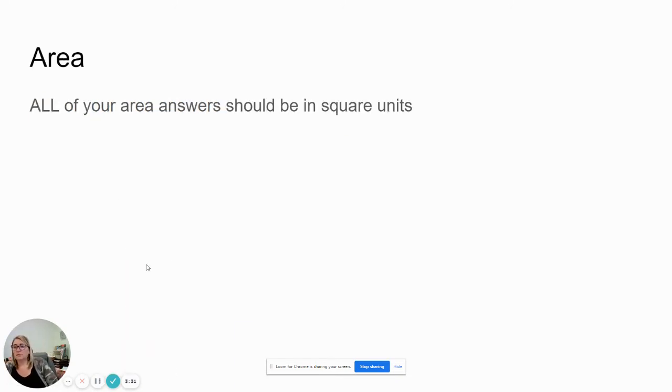All right, so like I said, we're moving on to area. Remember, all of your answers should be in square units, inches squared, feet squared, centimeters squared, units squared, any of that, because area is talking about two-dimensional space, okay? Perimeter is one-dimensional. Eventually, we'll get into volume, which is three-dimensional. But for what we're talking about right now with area, it is two-dimensional space.